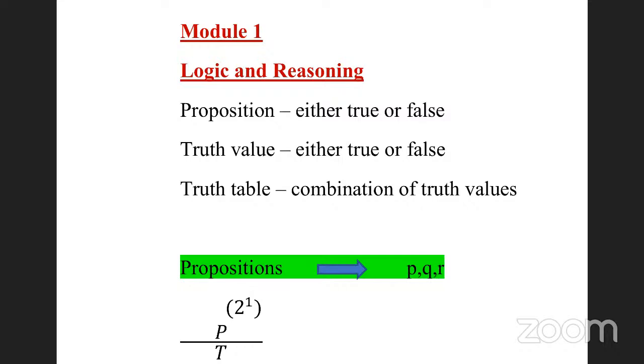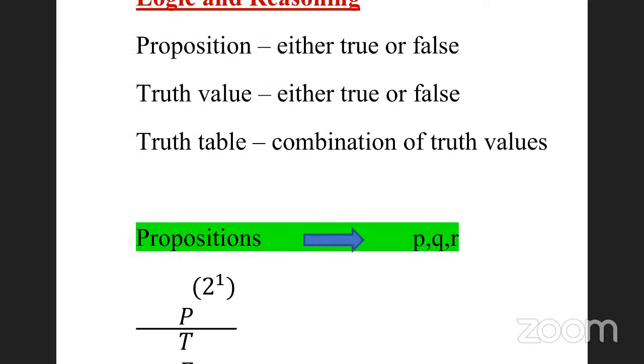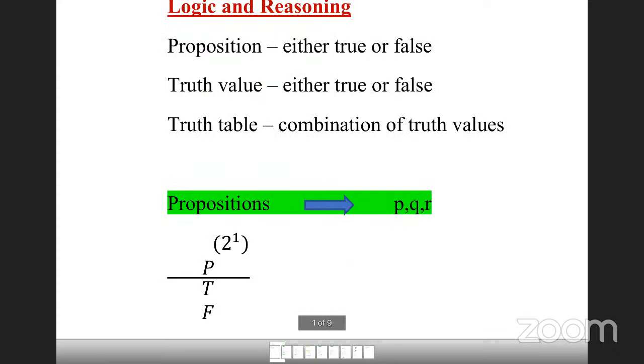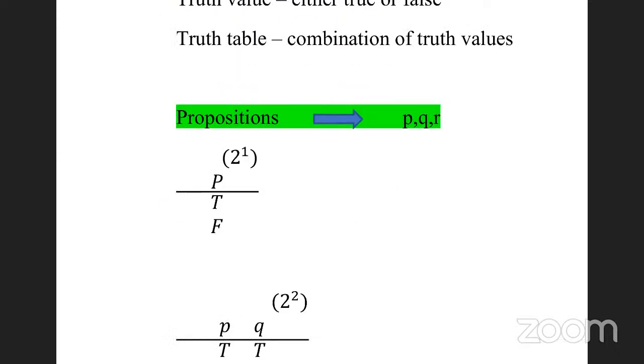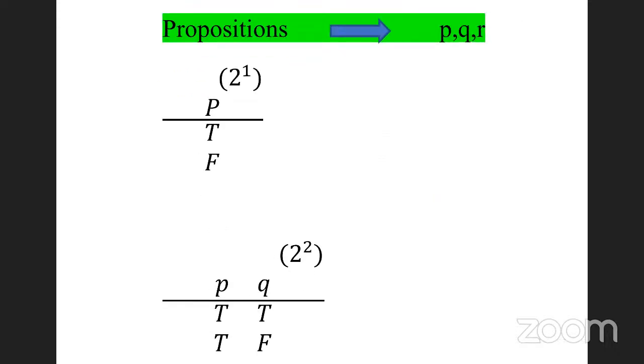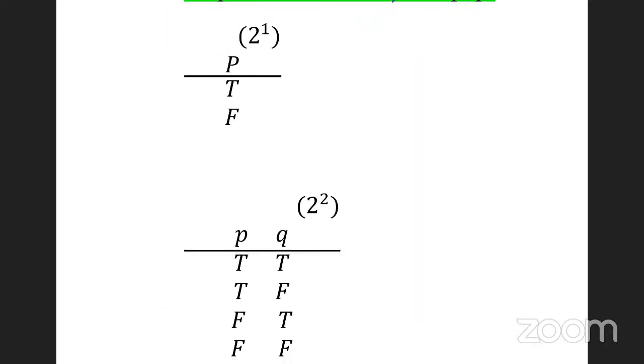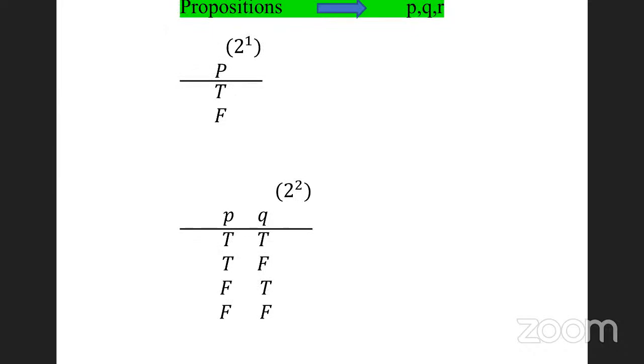What's a proposition? A proposition is basically a statement that can be true or false. So for example, the place is sunny. That's a proposition that can either be true or false. A truth value, again, can be true or false. A truth table is a combination of all the truth values. If you have one proposition, that proposition can either be true or false. That's all, nothing else. Like binary, can either be high or low, true or false.